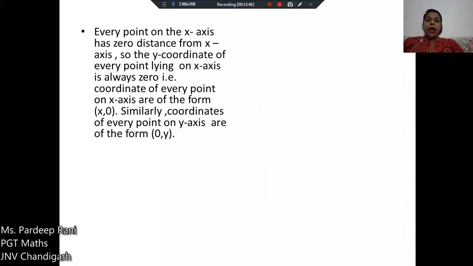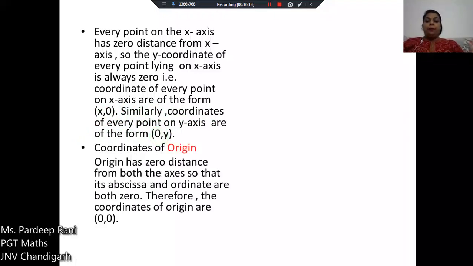Dear students, every point on the x-axis has 0 distance from the x-axis. So, the y-coordinate of every point lying on the x-axis is always 0. That is, we can say that the coordinates of every point on the x-axis are of the form (x, 0). Similarly, the coordinates of every point on the y-axis are of the form (0, y).